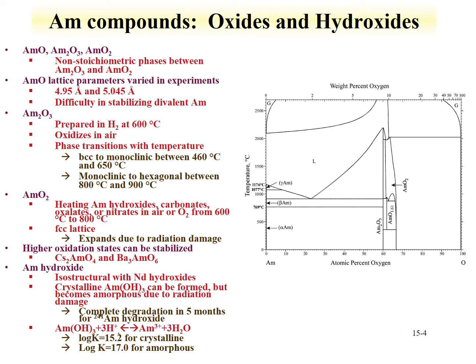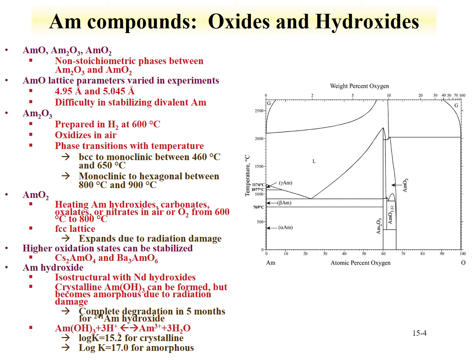Americium dioxide is preferentially formed, and it can be produced by heating Americium compounds in air or oxygen from 600 to 800 degrees. The main structure is face-centered cubic, and this face-centered cubic can expand due to radiation damage. The formation phase is shown here in the phase diagram of americium with oxygen. Higher oxides can be stabilized through the formation of mixed metal compounds as shown here, since americium does have higher oxidation states.